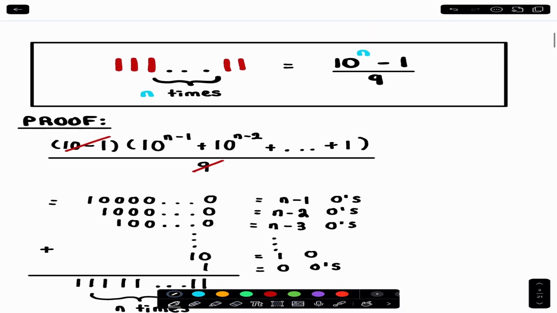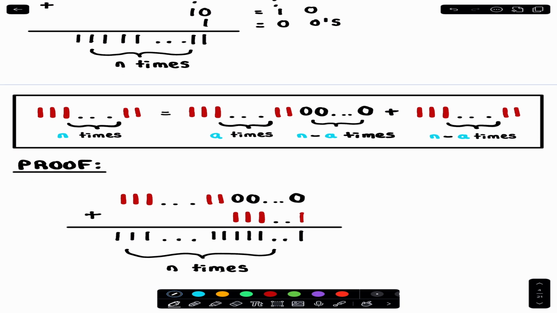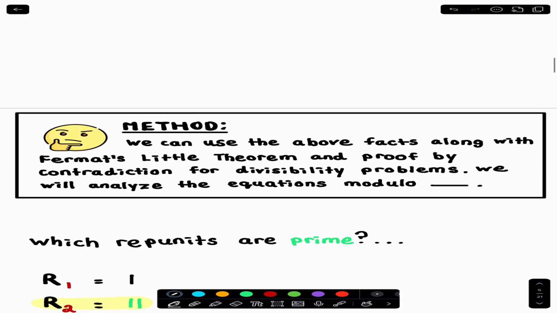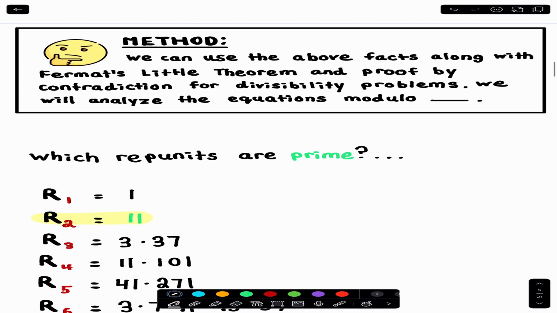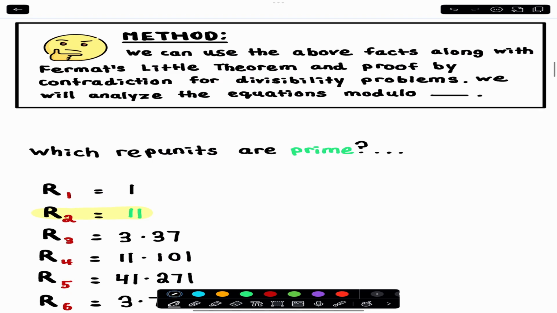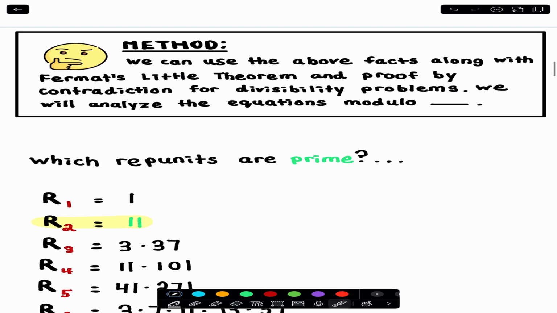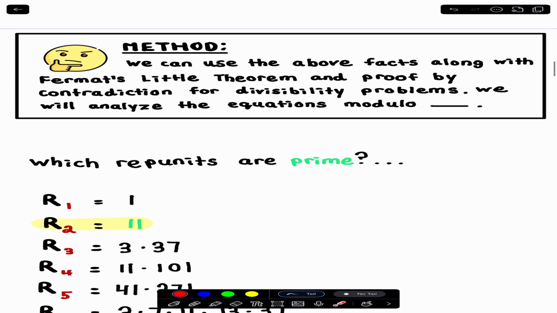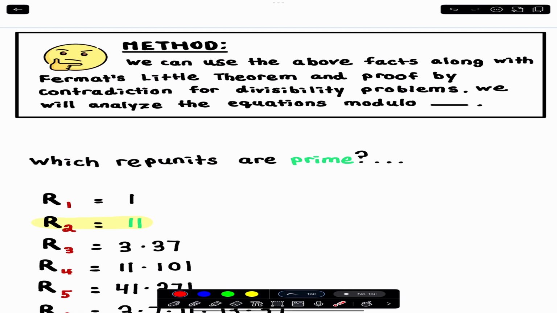Now that we have these two key facts in our toolbox, now we have an actual method for attacking these problems. So the method is going to be, a lot of times we're going to use the above two facts that I showed before, along with Fermat's little theorem and proof by contradiction. So here's the prerequisites, and we can use those to analyze divisibility problems. So we'll typically look at the equations modulo something. That might sound very, very abstract right now, but we'll see it used in the problems that follow.